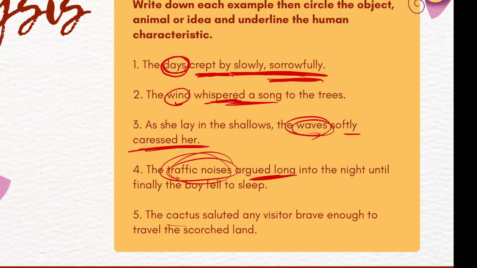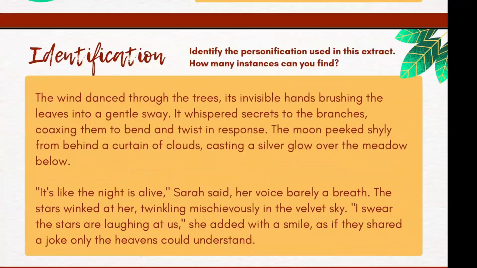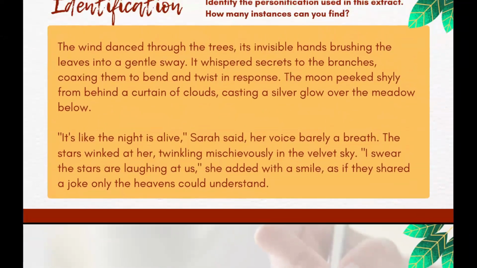The cactus, easy one, saluted any visitor brave enough to travel the scorched land. Perhaps this is indicating that this land is so difficult to cross that anyone who comes here is shown respect by the nature around. It could be taken in different ways, but the idea is you can convey a lot of different emotions, a lot of different ideas through personification. So we can do it through simile, metaphor, personification. Yeah, nice.